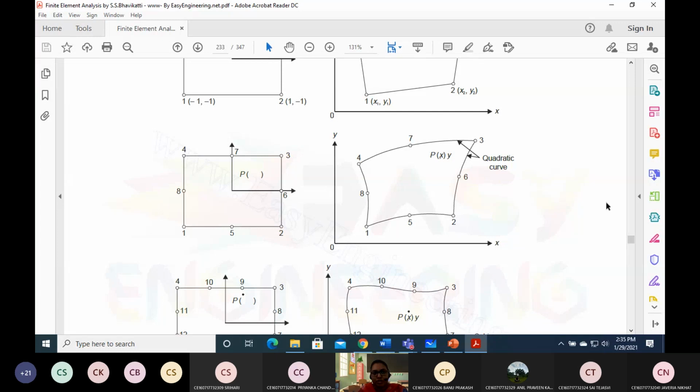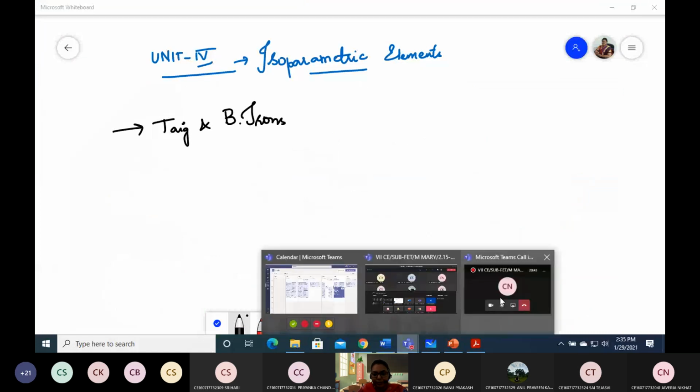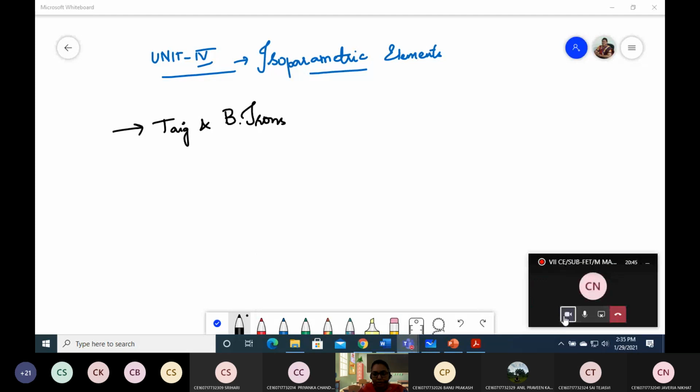This picture is from the Bhavikati textbook. I have already posted the Bhavikati textbook in the files section. Did you understand how the isoparametric concept is done? Any doubts so far?